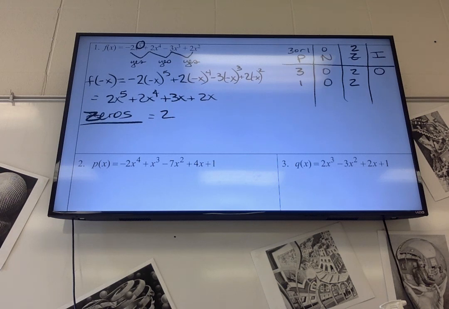And on the next one, how many imaginary are there? 2. Yeah. And notice it's 2 or 0. It has to be an even amount. And it will always turn out like that. That's a good way to double check yourself.